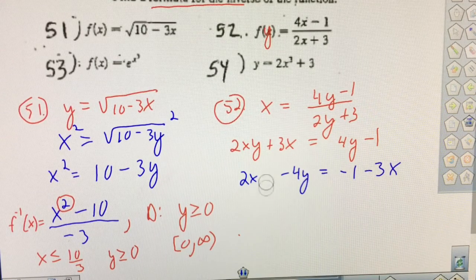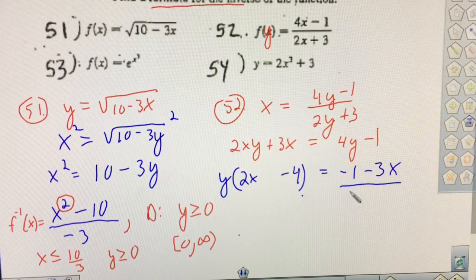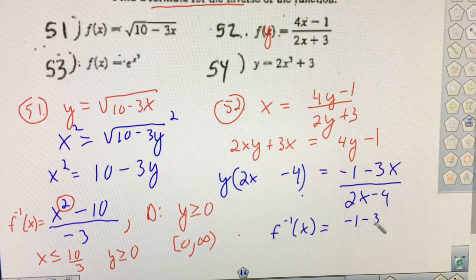You can factor out the y. And then I would divide both sides by the 2x minus 4. And there's my f inverse. This one you don't have to limit the domain.